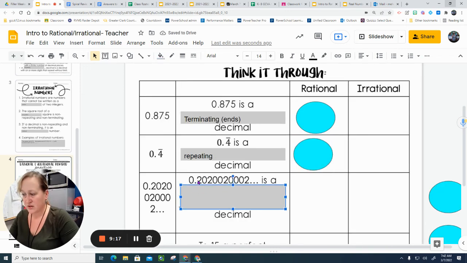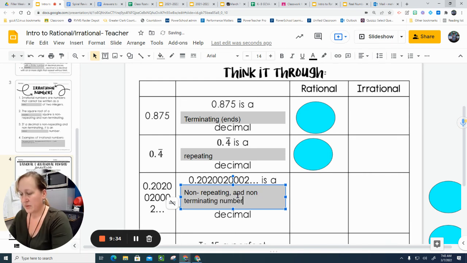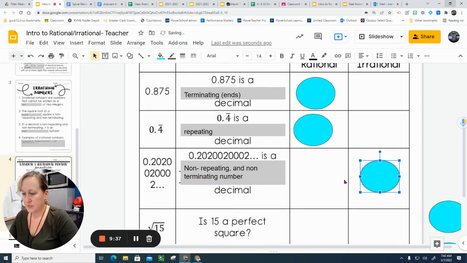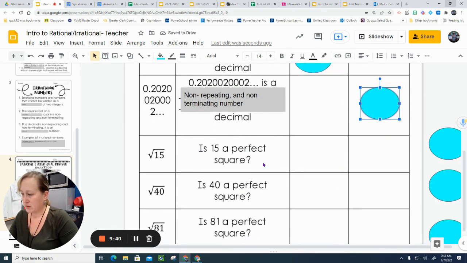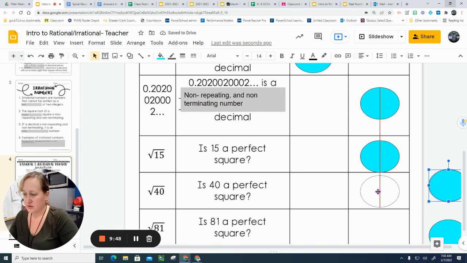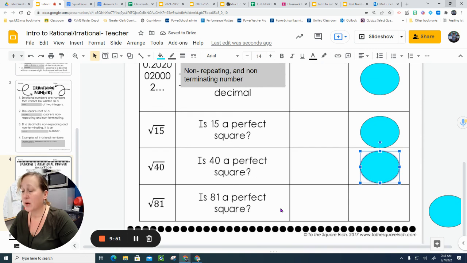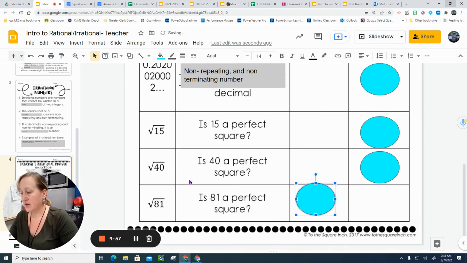This one is what I just talked about. You see how it has a pattern? Those zeros have a pattern, but it's not repeating. So it is a non-repeating and non-terminating number. So it is irrational. Is 15 a perfect square? No. Since it's not, it is irrational. Is 40 a perfect square? No. So it's irrational. 81 is a perfect square. 9 times 9. So it is.